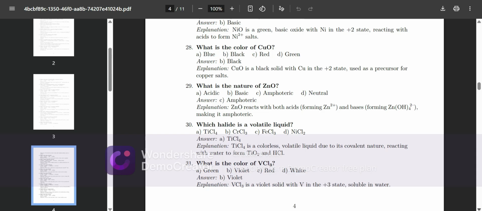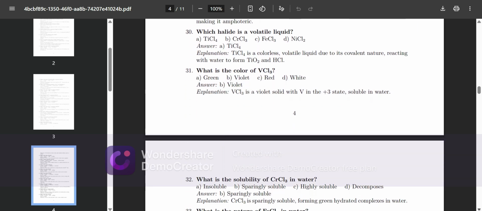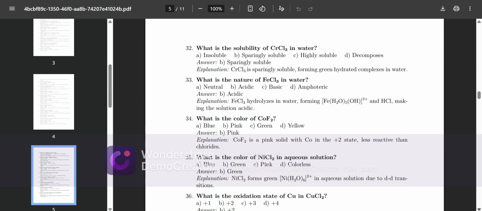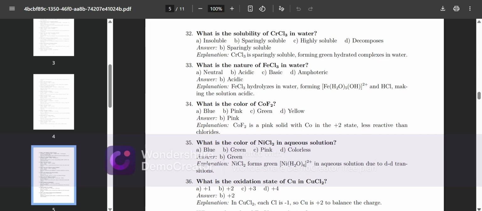Whose halide is a volatile liquid? TiCl4. TiCl4 is a colorless volatile liquid due to its covalent nature, reacting with water to form TiO2 and HCl. What is the color of VCl3? Violet. VCl3 is a violet solid with V in the +3 state, soluble in water. What is the solubility of CrCl3 in water? Sparingly soluble. CrCl3 is sparingly soluble, forming green hydrated complexes in water.